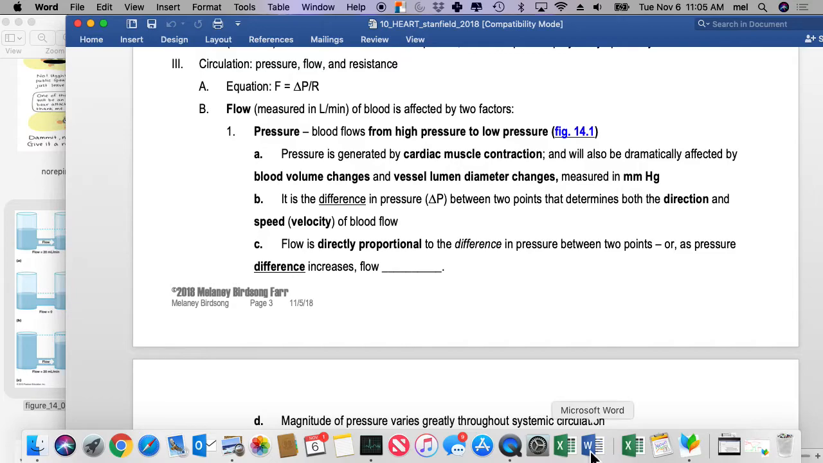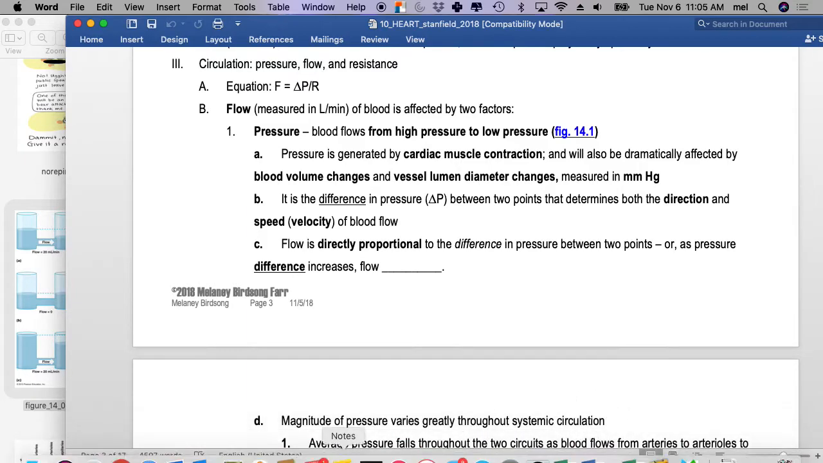And pressure is generated, as we said, by cardiac muscle contraction and is also dramatically impacted by vasoconstriction and vasodilation and also the volume of fluid in the system, right? Okay, and it's going to be measured in millimeters of mercury, just like you measure barometric pressure and blood pressure. So the important thing for you to understand is it is the difference in pressure between 2 points that determines both the direction and the velocity of flow. And in order to reinforce that, let's look at this figure.